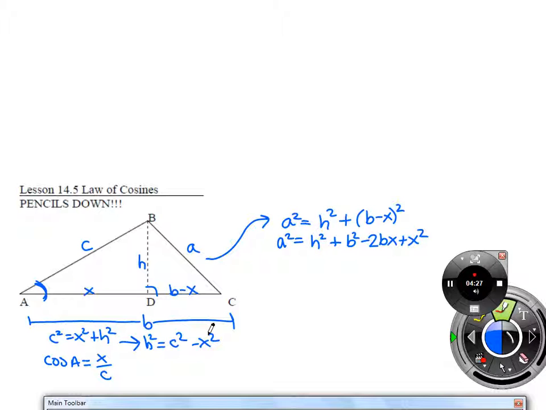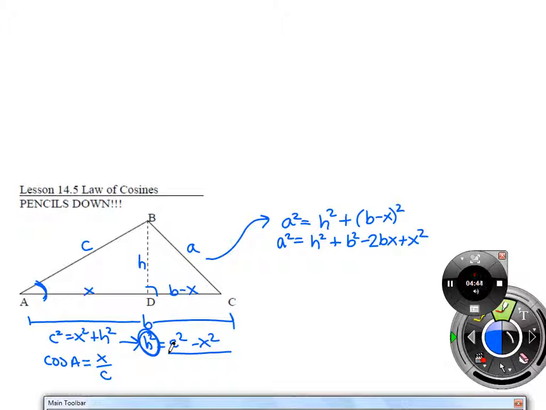Is that okay with everybody? So I took something I wrote, I just rearranged it. Why would I do that? I would do that so that anywhere I see h squared now, I can take h out of the equation, and instead I can replace it with things that are based on c and x. Okay? Why would that even be helpful?